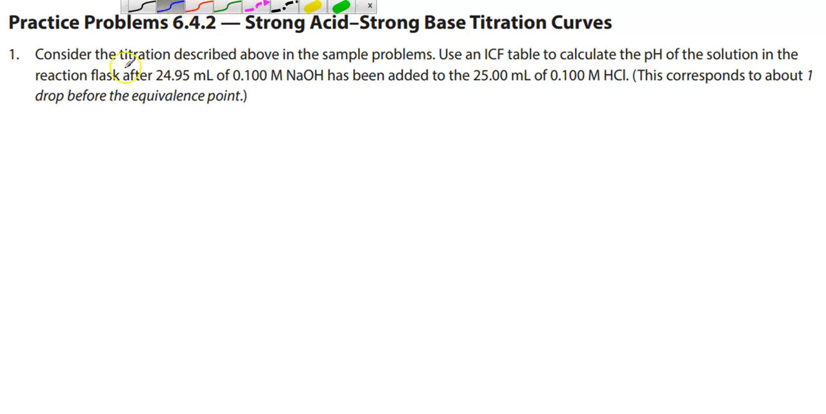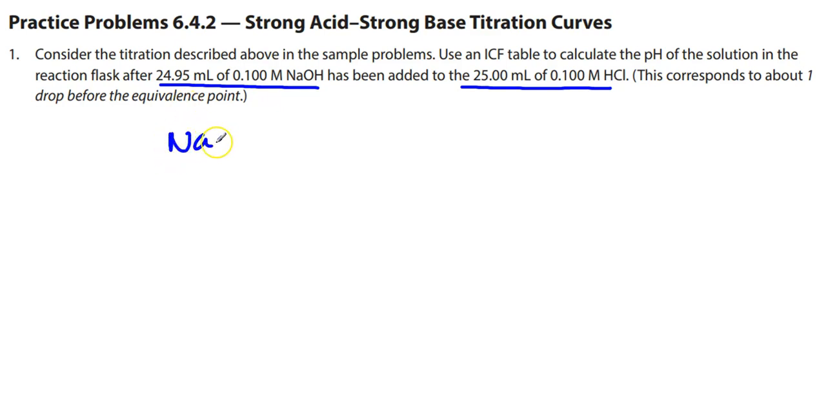So we have here, consider the titration in the above sample problem. So we need the sample problem here. Let me just flip to it. Use an ICE table to calculate the pH of the solution in the reaction flask after this volume of this concentration has been added to this. Okay, so this corresponds to 1 drop before the equivalence point.